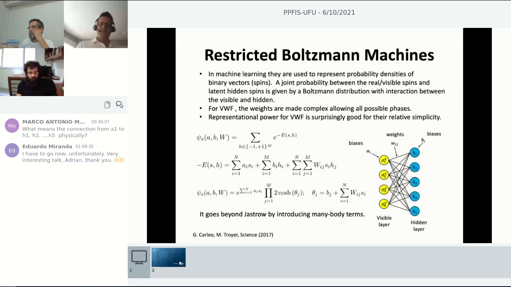Now, this is something that people have used in machine learning to represent probability distributions. And here we're going to use it to represent, well, basically a wave function, which is also, in a sense, a probability distribution. Now, the difference is that now we're doing quantum mechanics, right? And in quantum mechanics, your coefficients can be complex. So we have to generalize all this machinery to account for the fact that all these coefficients, W and A and B, have real and imaginary parts. And this can be the cosh of something that is complex.